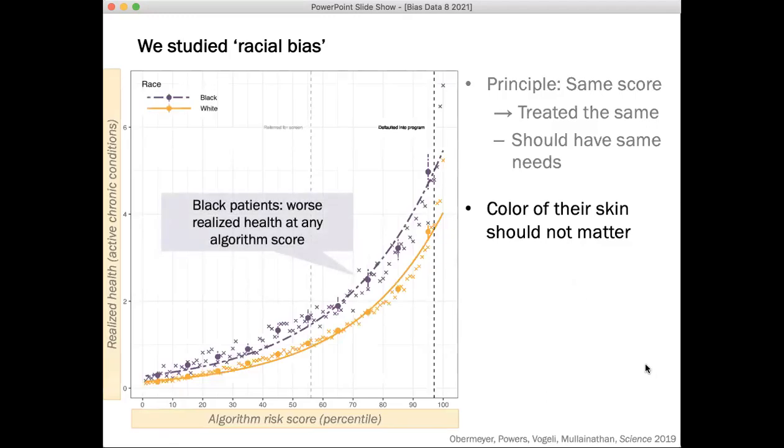So let me just walk you through this graph, because I'll show you a couple that look like this. So on the x-axis here, we have the algorithm risk score. So this is just like we took everyone in this population and we ranked them by the algorithm score. And we've drawn those thresholds that I mentioned. Here's the 55%, here's the 2% threshold. So that's on the x-axis. On the y-axis, we've got what happened to their health over the year after the algorithm made the prediction about who was going to get access and who wasn't.